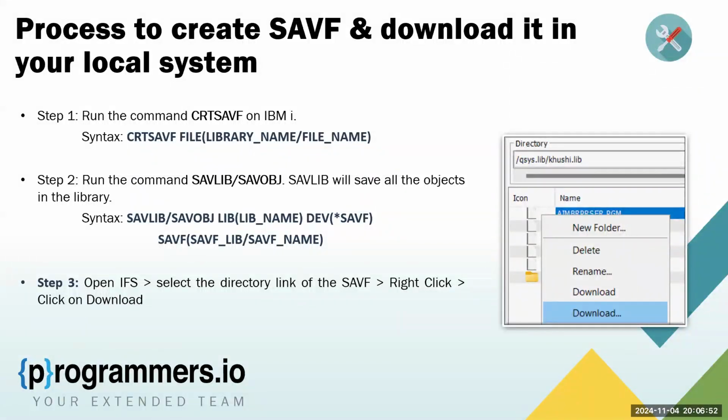Firstly, we have to select the directory in which the SAVF is stored. Then we will right click on the save file name. After that, a drop down will appear, and there you will see an option, download. Through that, we can download the save file to any particular location of your local storage. So that is how you can create and download the save file.